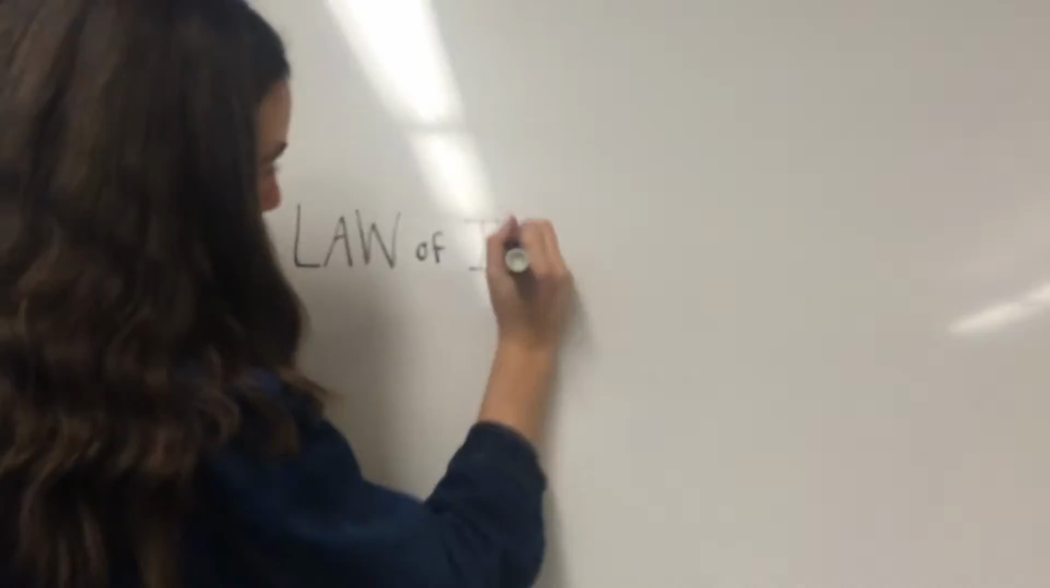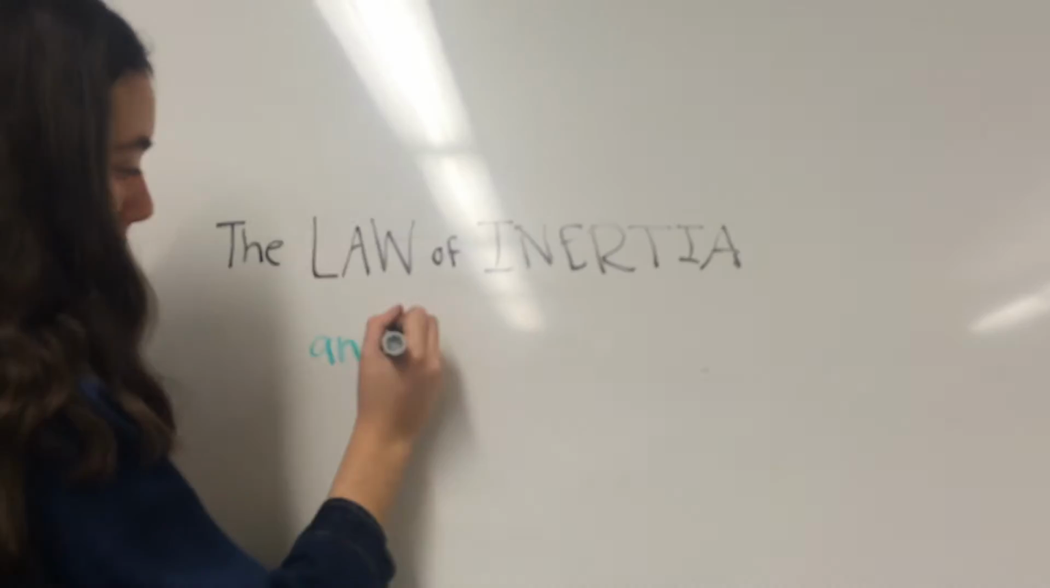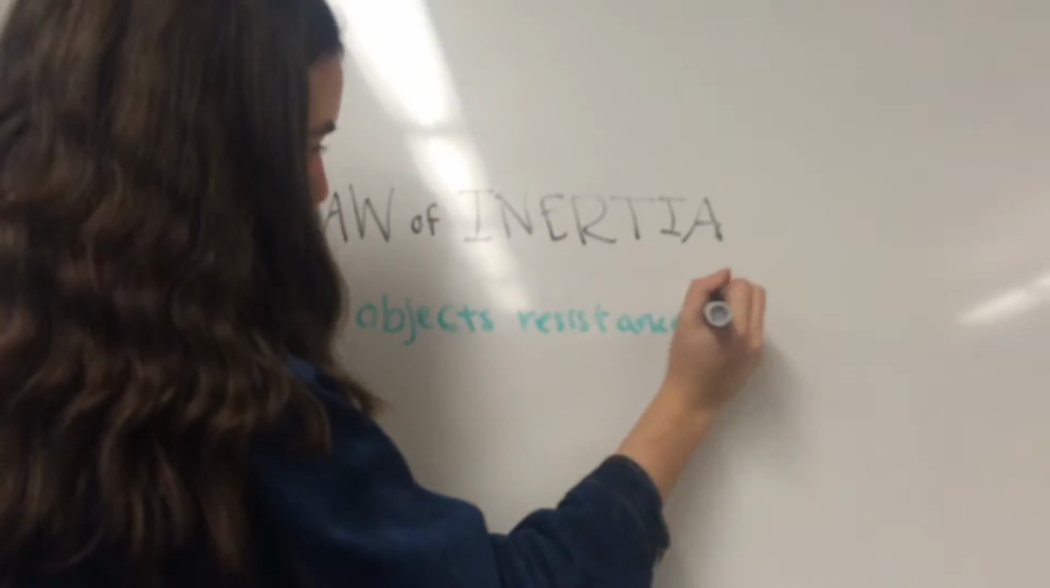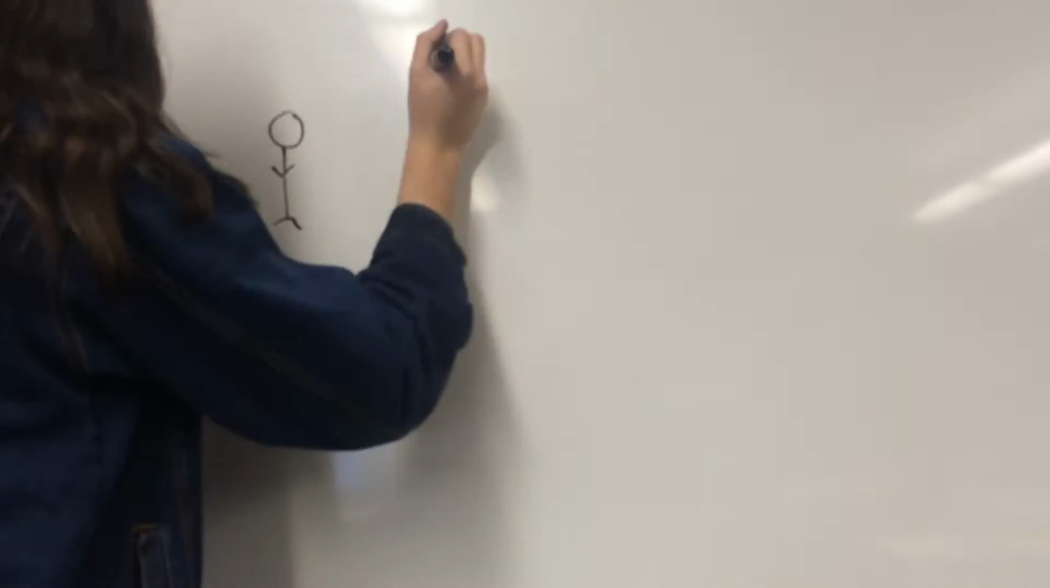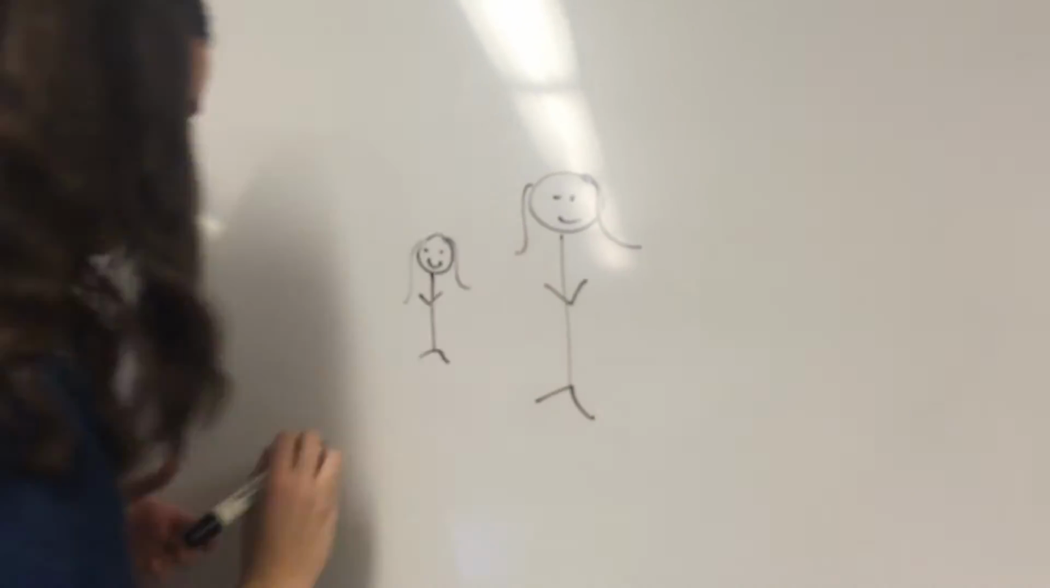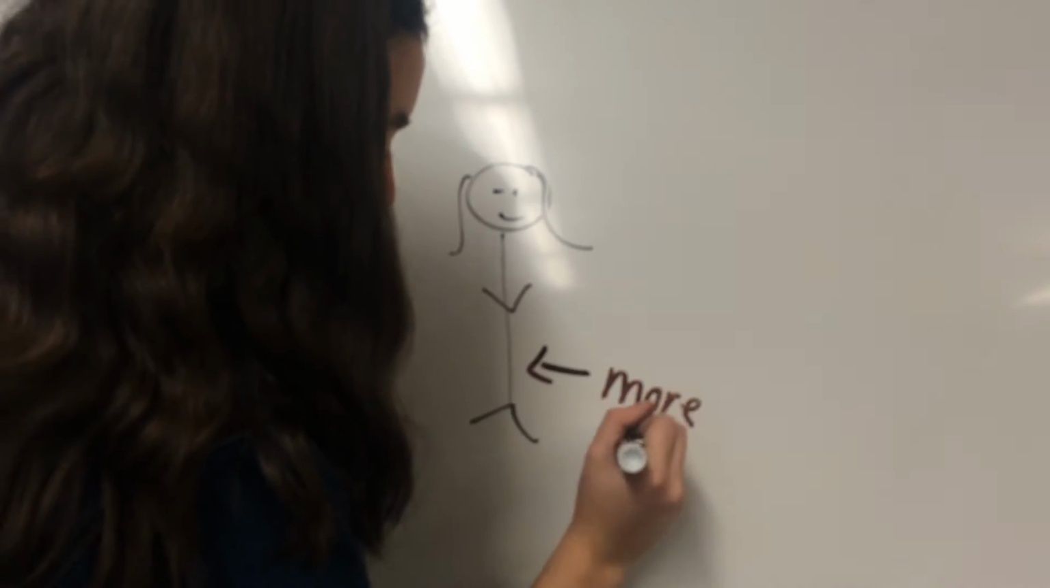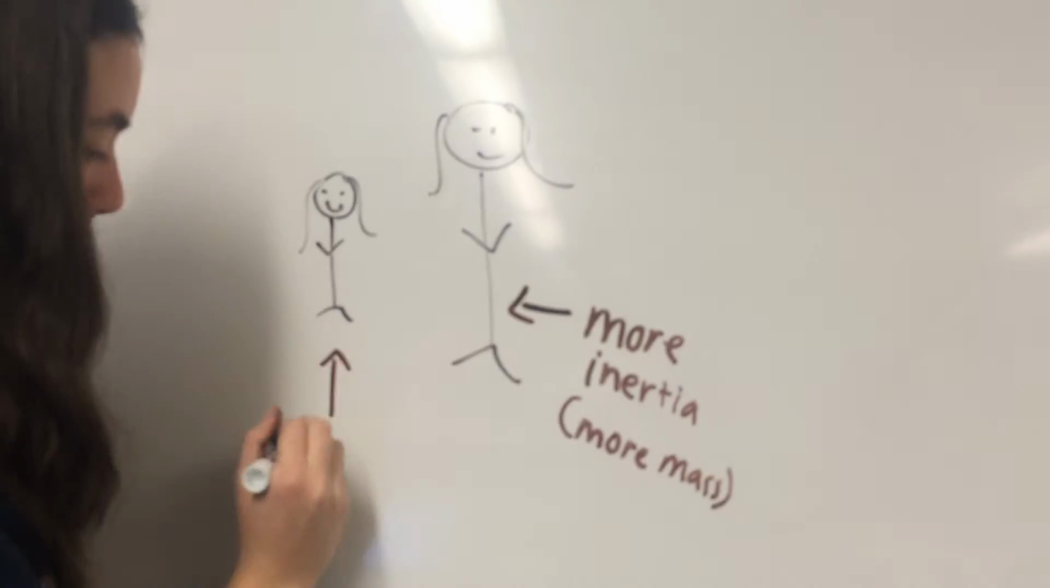And now, another big component of Newton's first law is the law of inertia. Every mass possesses inertia, and inertia is an object's resistance to change. Now, an object with more mass will always have more inertia, and that is why an object that is heavier is harder to move.